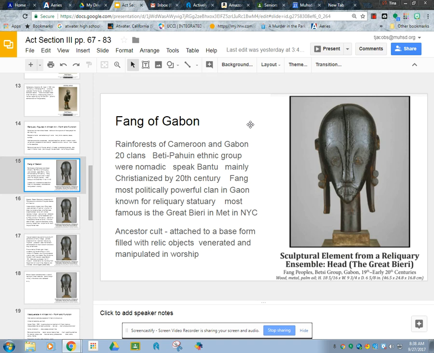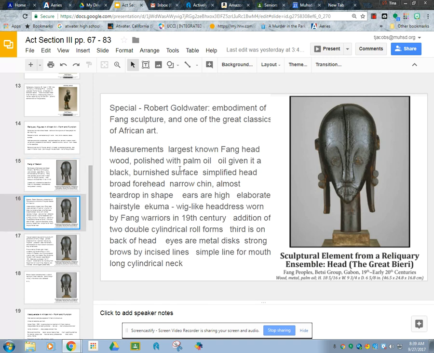This is an ancestor cult. The figure would have been attached to a base and filled with relic objects, and again, venerated and used in worship, in rituals. This particular one is special, found by Robert Goldwater. Robert Goldwater says that this was the embodiment of Fang sculpture and one of the great classics of African art.